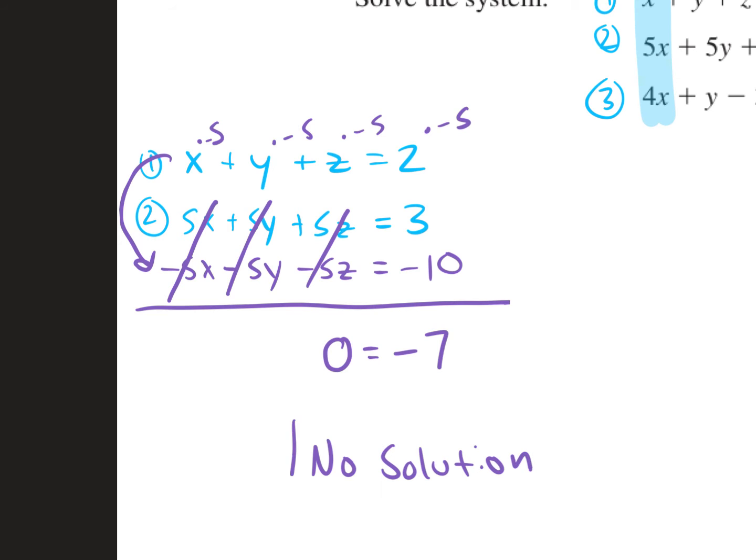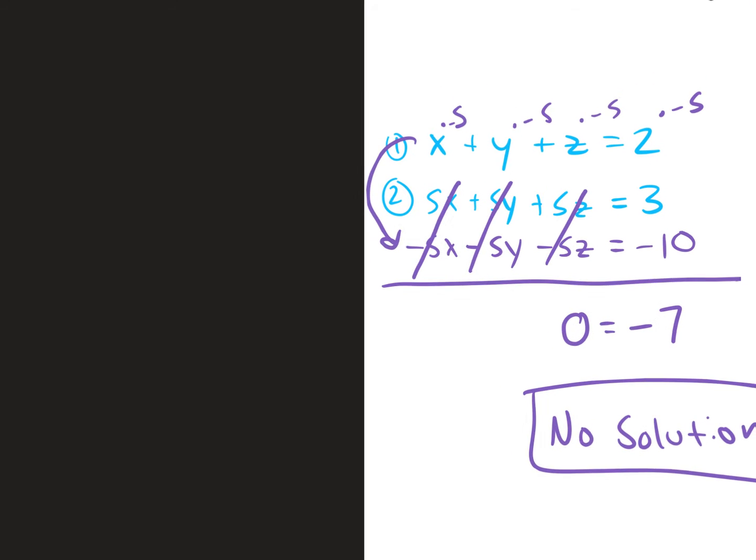So if all of your variables cancel out, and you just have a number is equal to a number, and they're not the same number, it's no solution. You don't have to go any further.